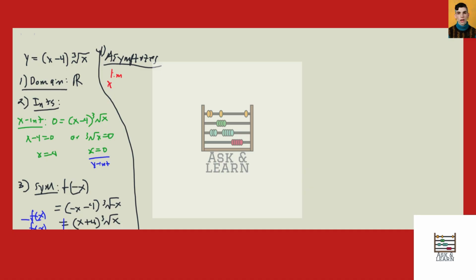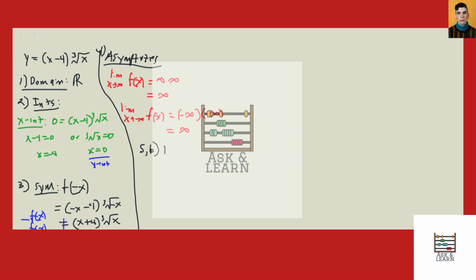So let's look at the limit as x approaches infinity of f of x. x minus 4 will go to infinity, and the cube root of x is going to go to infinity as well. So the end behavior on the right is going to infinity. Now checking the end behavior on the left, x minus 4 is going to go to negative infinity, and the cube root of x is going to also go to negative infinity. Multiplying those together, we would get an end behavior of infinity. So on each side, our end behavior goes to infinity.